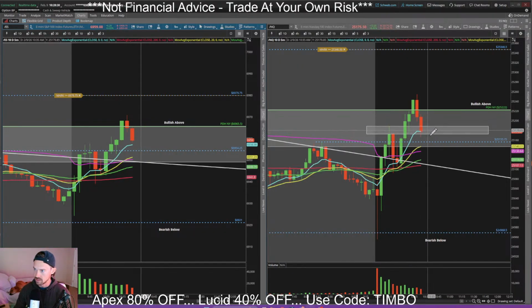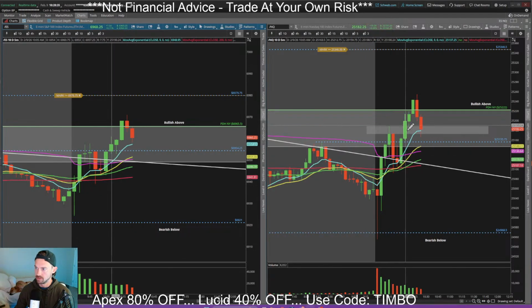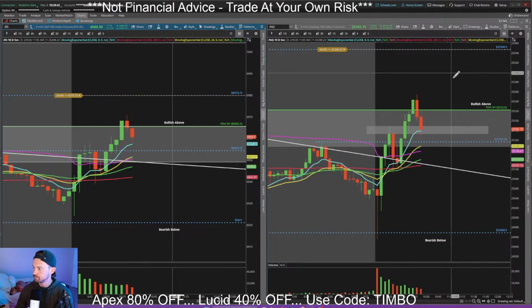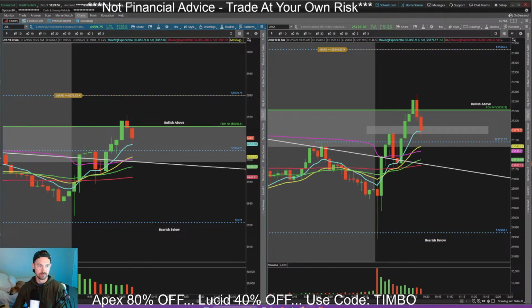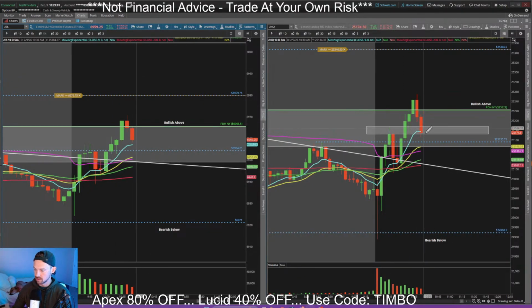We'll see if we can hold this 9 EMA here on the 5-minute chart. But I mean, this is kind of expected though. After that push up, you're going to get some profit taking. We got 10:30 coming here in about a minute. So we'll see if we can hold up in this area here on NQ.